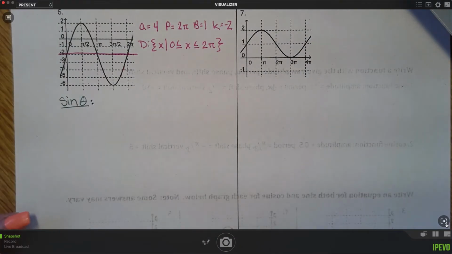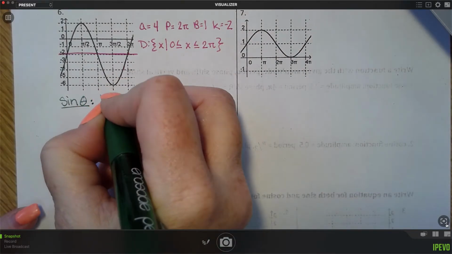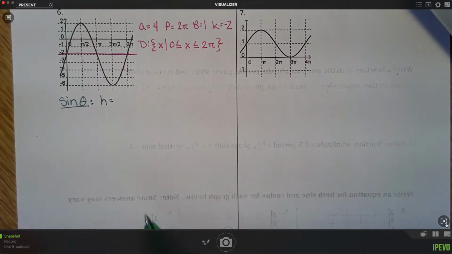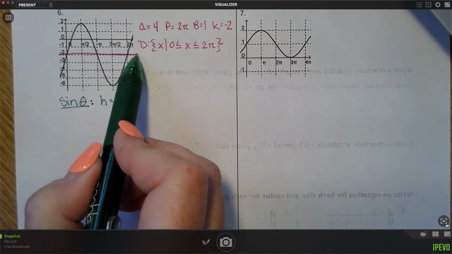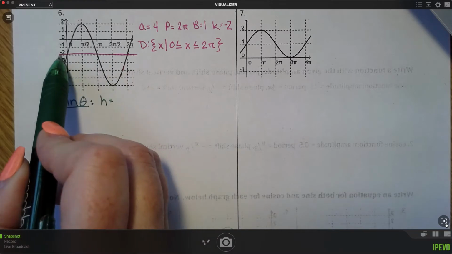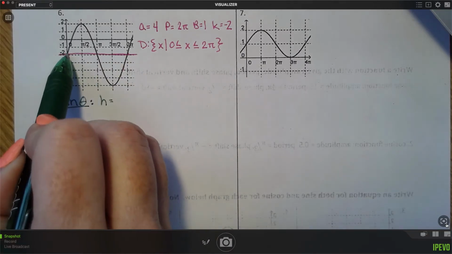So my h for sine starts at the x-axis, the new x-axis, so it's 0.